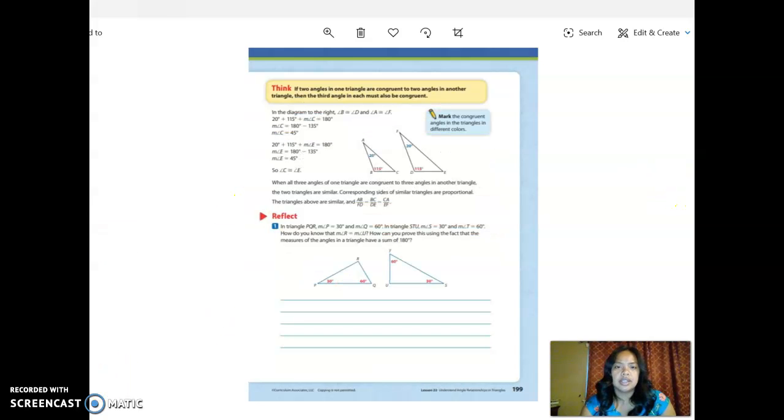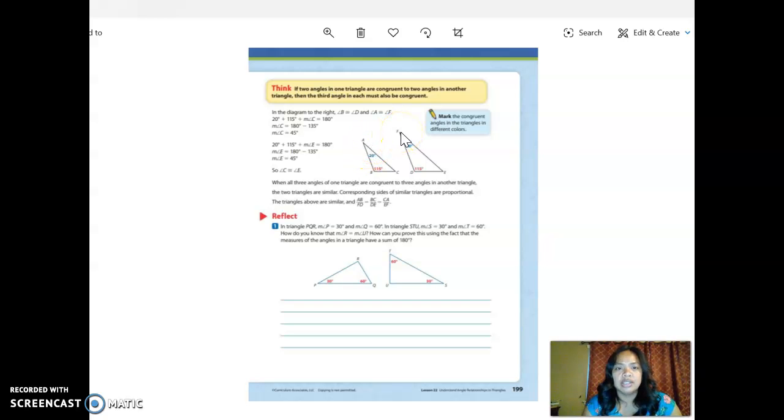Okay, so this is the second page of day one here. It says in the diagram to the right, angle B, here's angle B, and angle D, they are congruent, and the symbol that they use for congruency is an equal sign with a squiggly line on top. That means that they are the same measurement. Okay, so they're congruent to one another. B and D are congruent, as well as A and F are also congruent.